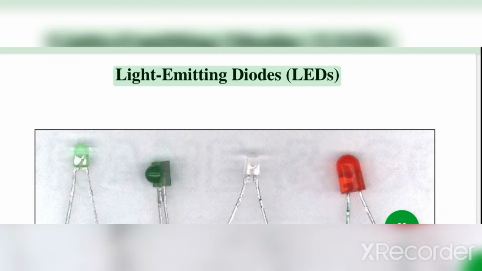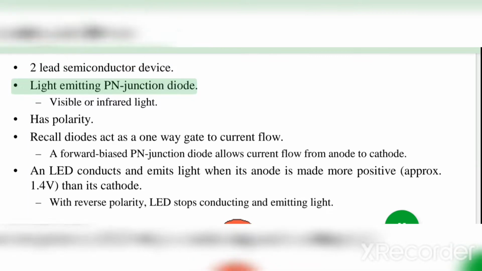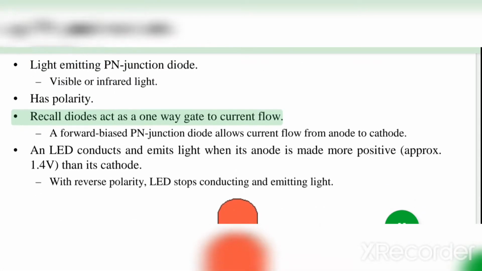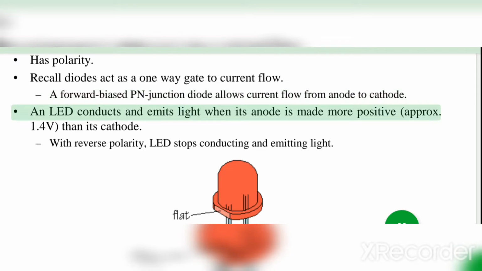Light emitting diodes, LEDs. LED 101-1. A 2-lead semiconductor device. Light emitting PN junction diode, visible or infrared light, has polarity. Recall diodes act as a one-way gate to current flow. A forward biased PN junction diode allows current flow from anode to cathode. An LED conducts and emits light when its anode is made more positive, approximately 1.4 volts, than its cathode. With reverse polarity, the LED stops conducting and emitting light.